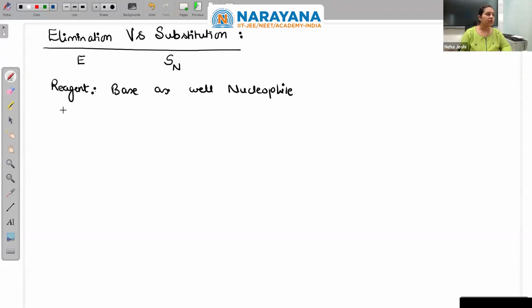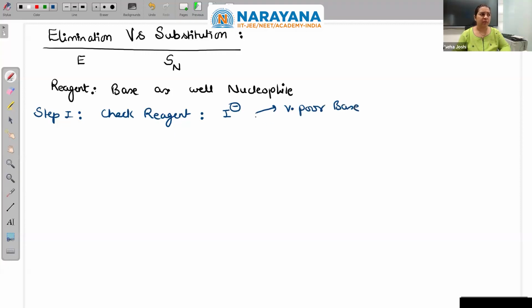Like what I want to say is, step number 1 that you have to follow is check the reagent. Whatever reagent is given in the question, right? For example, if I am given I minus. Now, I minus is a very poor base, right? But it's certainly a good nucleophile. So here, whatever reaction takes place will be a nucleophilic substitution reaction only, and we'll never observe that I minus will bring about any eliminations.